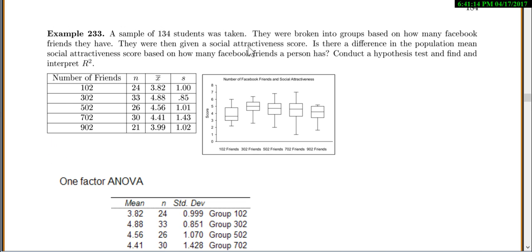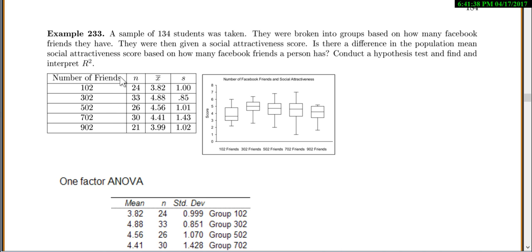So in this example, a sample of 134 students was taken. They were broken into groups based on how many Facebook friends they have. And they were also, separately from that, given a social attractiveness score. And we want to know, is there a difference in the population mean social attractiveness score based on how many Facebook friends the person has? We want to conduct hypothesis tests to find out, and we'll also find and interpret R squared.